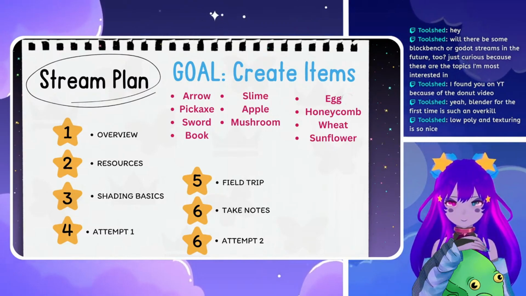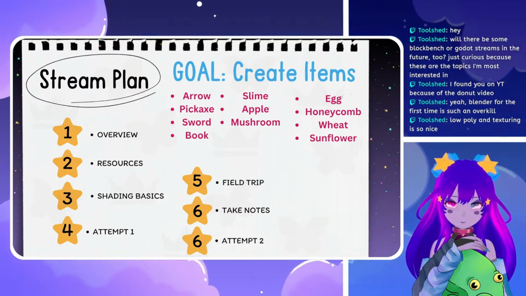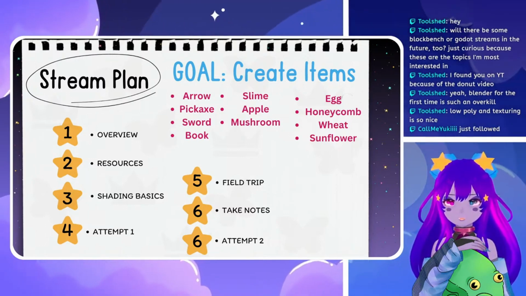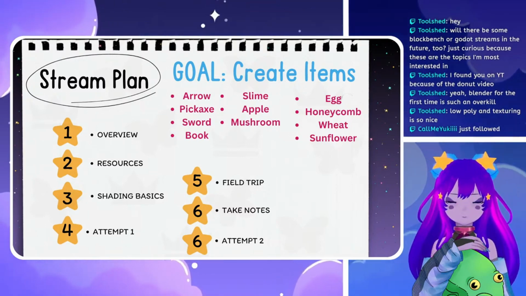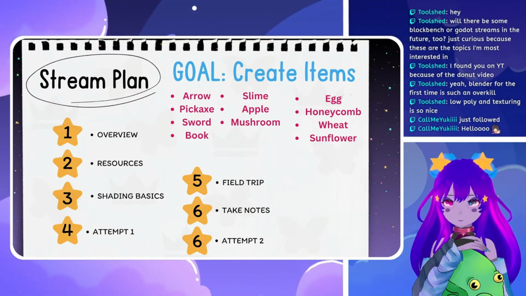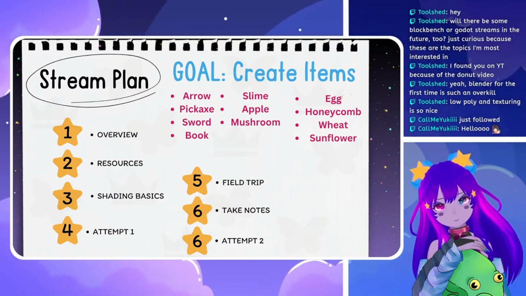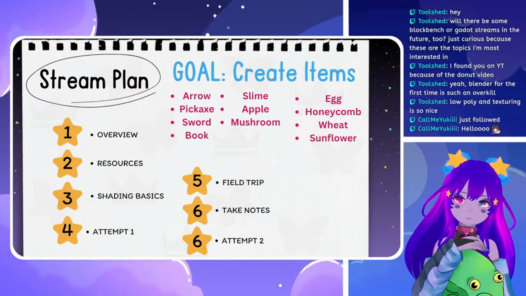We have a lot on our plate today. I mean, a lot. We're going to try to create our own icons. That's what number 4 is, our attempt 1. After we do that, our first attempt, then we are going to take a field trip. And after we take notes on the field trip, then we're going to try again to make these items. So hopefully, we'll be able to compare our first attempt with our second attempt and see that we've made progress.